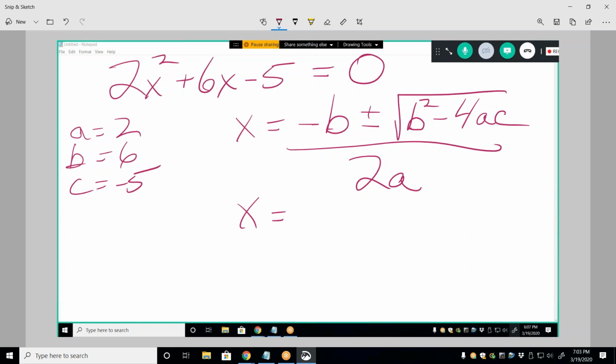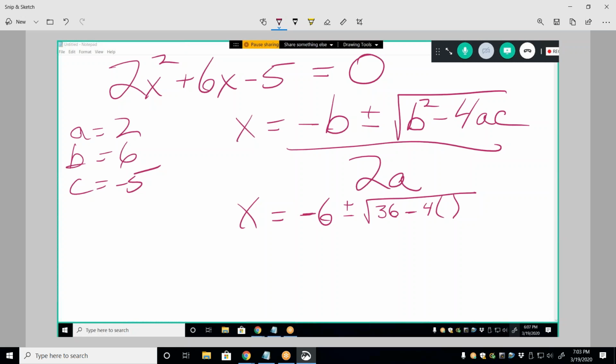And you should always do it this way. Don't do anything in your head here. Seriously, you're just asking for a mistake. So the best way is to just plug it in. If it's a negative number, plug it in parentheses. So it'd be -6 plus or minus the square root of 6 squared. Okay, I can do that one in my head. 36, yeah. Minus 4.